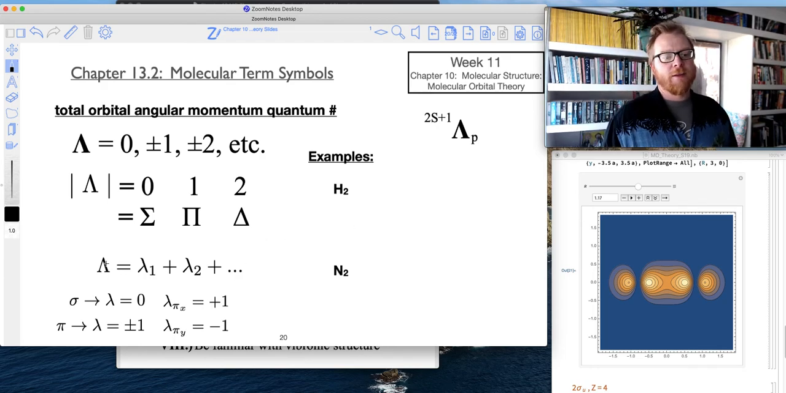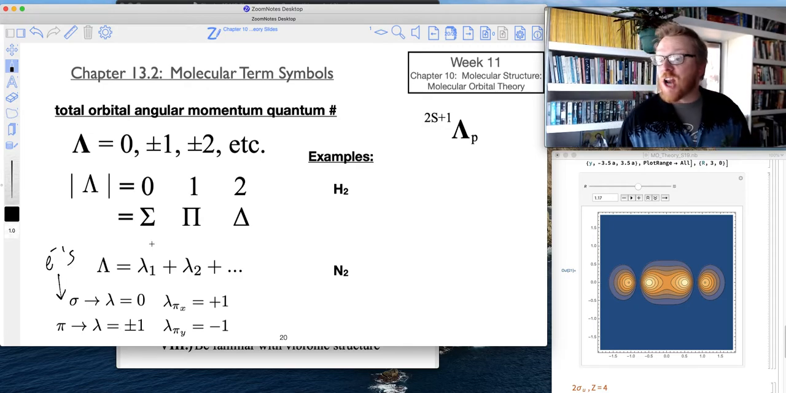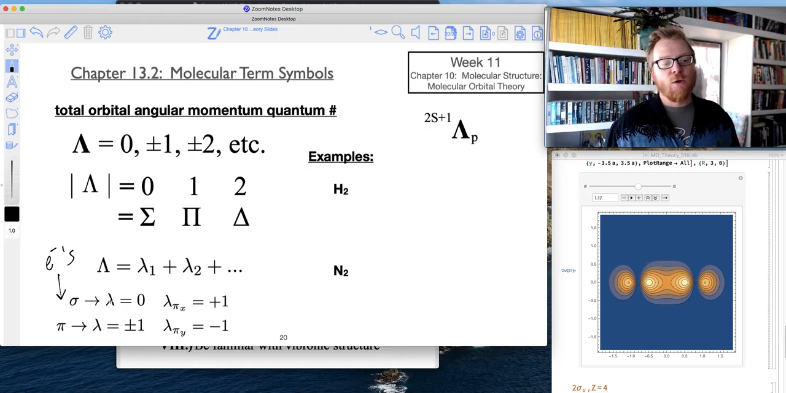Well, lambda is the sum of all of the little lambda values. Easy. And we're only going to deal with sigma bonds and pi bonds. A sigma bond has a lambda equal to 0, or really I should say a sigma electron. Let's be clear about that. These are electrons. Based on the number of electrons in those respective orbitals is how many lambdas we will add up.